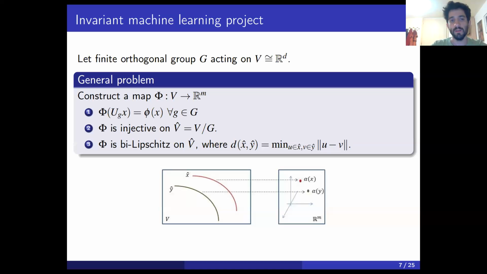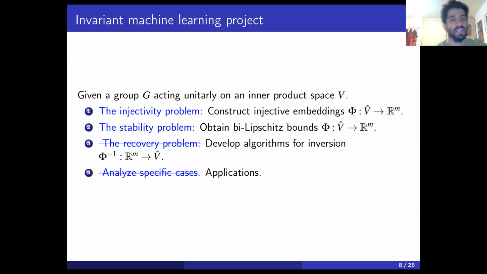Okay. So now we have separated this problem into 4 different projects. The injectivity problem, that is, construct an injective embedding from our quotient space to some Euclidean space. The stability problem, that is obtained by Lipschitz bounds of this map. The recovery problem, that is, whether we are able to invert the embedding Phi. And also we want to analyze some very popular applications, for example for graph theory. That's a very hot topic.